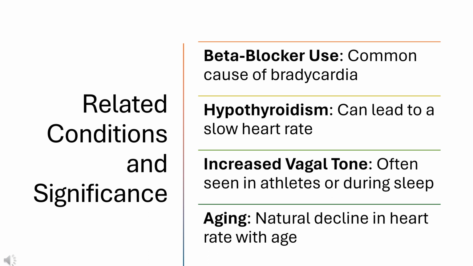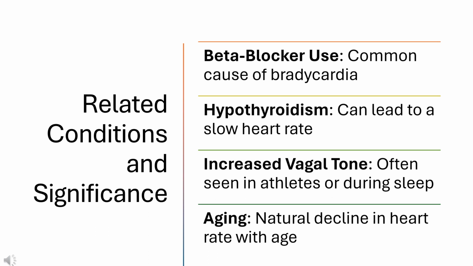Increased vagal tone is often seen in athletes or during sleep. The vagus nerve exerts a calming effect on the heart, slowing the heart rate through the parasympathetic nervous system. Increased vagal tone is common during rest, especially in well-conditioned athletes and during sleep. Athletes often have higher vagal tone due to their enhanced cardiovascular conditioning. This can result in a naturally lower resting heart rate, sometimes dipping into the bradycardia range. While increased vagal tone is typically benign and indicates good cardiovascular health in athletes, it's important to differentiate this from pathological bradycardia. Routine assessment should consider the patient's overall health and activity level.